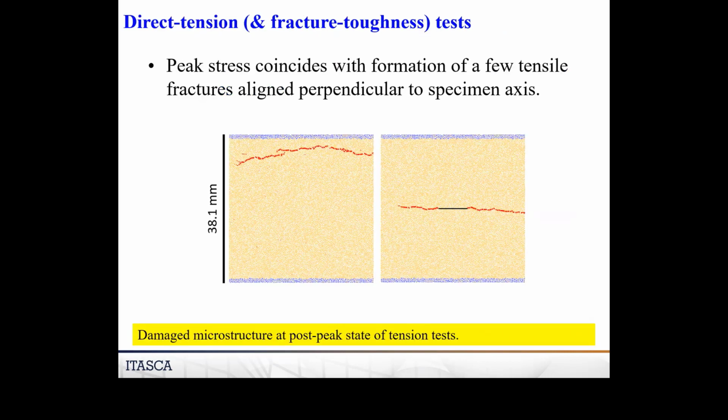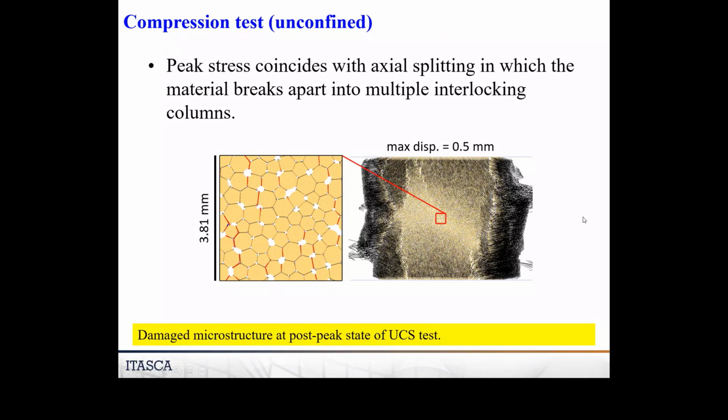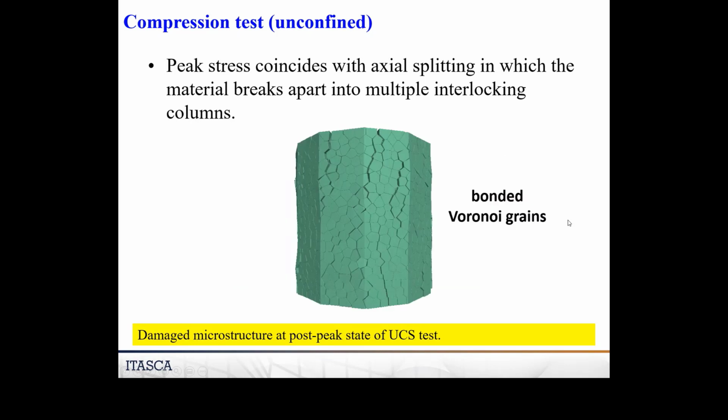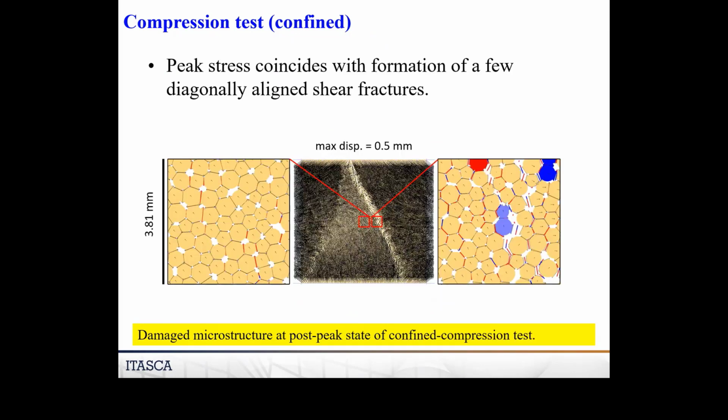So here, if we do a direct tension test on the left where we pull this apart, here's the breakages. If we do a fracture toughness test where we machine in a crack, we're seeing growth coming from both tips. If we do an unconfined compression test, notice the displacement field, we're seeing axial splitting. And we're also seeing axial splitting in 3D models. These are bonded Voronoi grains. If we do a confined compression test, notice the displacement field, we're seeing shear bands forming, shear fractures forming.